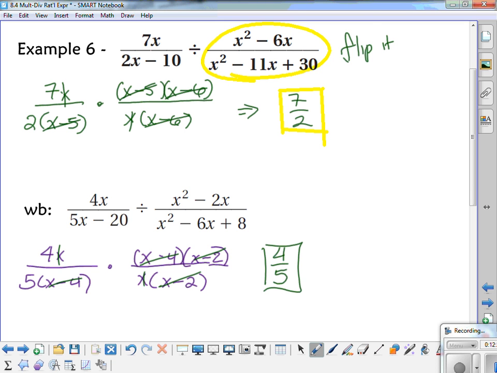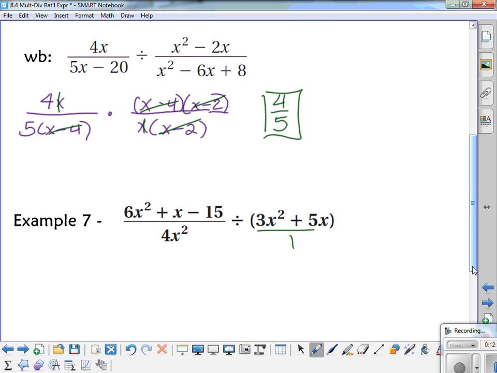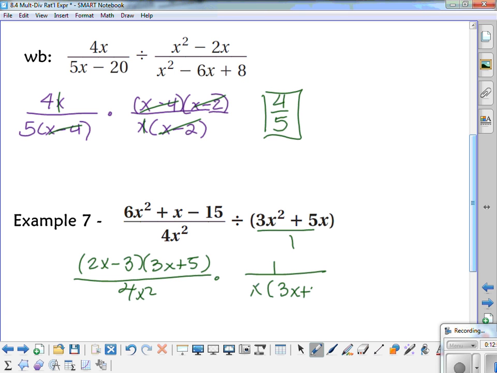So just like before, when we had a whole number, what are we going to do here to take the reciprocal? Right, we just, again, just pretend that there's a 1 on the bottom. And so we would do 2x minus 3 times 3x plus 5 over 4x squared times 1 over x times 3x plus 5. And so my 3x plus 5's cancel out, and I'm just left with 2x minus 3 over 4x squared.